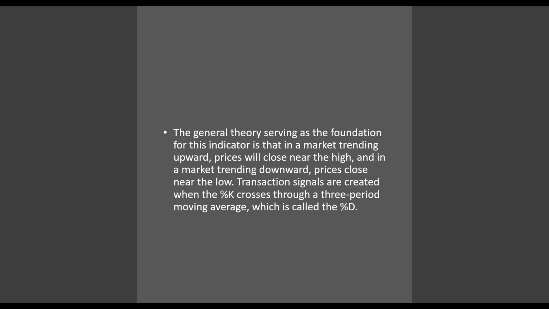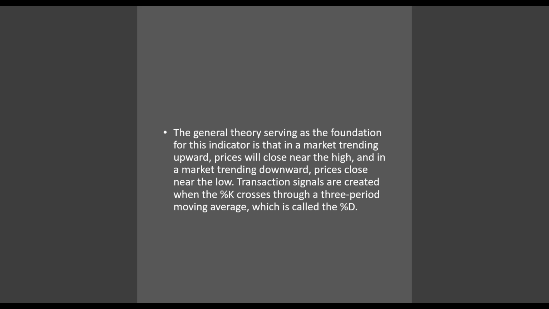So the general theory serving as the foundation for the indicator is that in a market trending upwards, prices will close near the high, and in markets trending downwards, prices will close near the low. Okay, that's the basics of this. Transaction signals are created when the %K crosses through the 3-period moving average, which is called the %D. So we start out with the 14-period %K, which is 14 closing prices, smoothed out. Then we average that with a 3-period moving average, which gives us the %D.